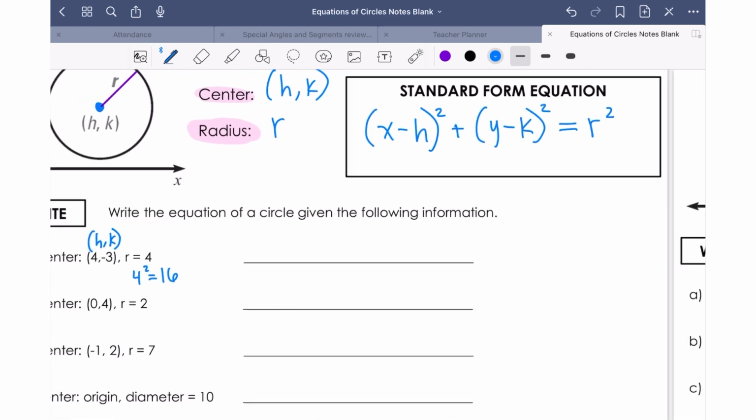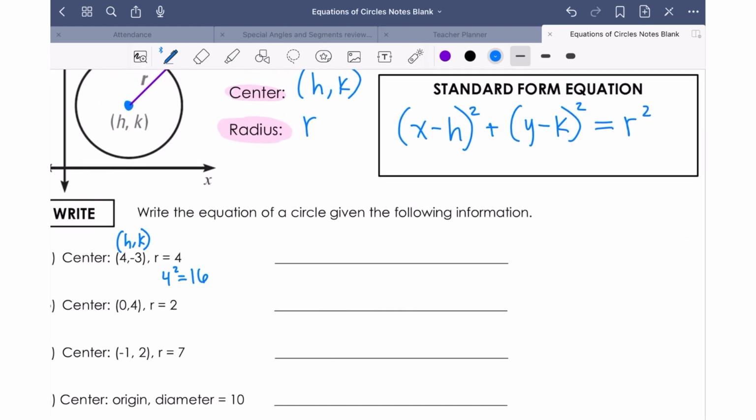All right, so now we have all the parts. Now we just plug it in like a recipe. Let's follow the equation. Start with parentheses, x, and then we have a minus. And then what is our h value? Our h value is 4 over here. So minus 4, close it, squared, plus, keep going, y minus, what is our k value? -3. So this is where you have to remember two negatives make a what? A positive. So this turns to +3. Close it, squared, equals. We already squared my radius, which is 16.